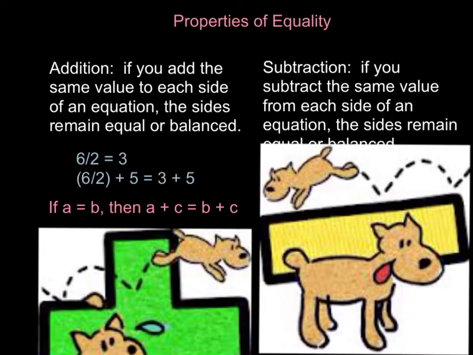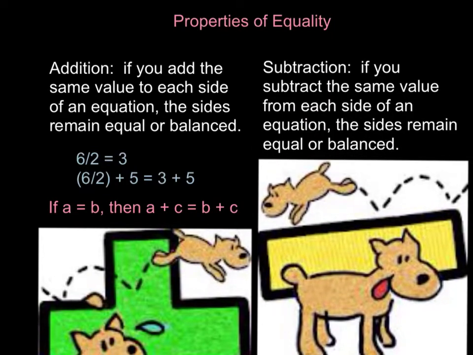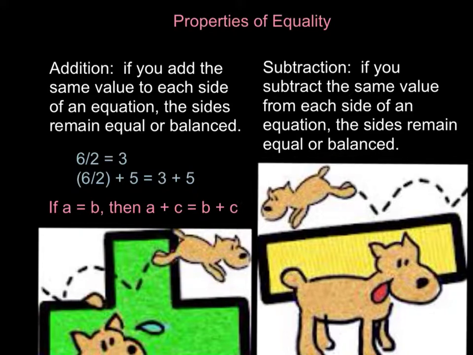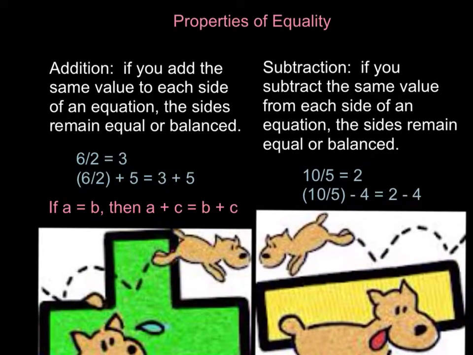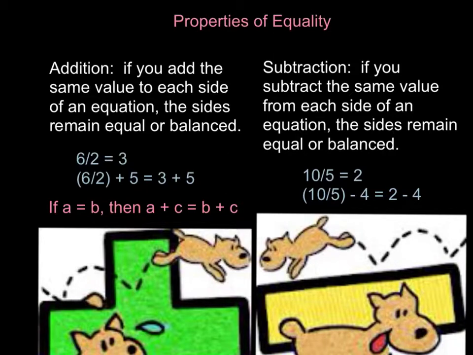The subtraction property of equality states that if you subtract the same value from each side of an equation, the sides remain equal or balanced. An example of this would be 10 divided by 5 equals 2, and 10 divided by 5 minus 4 equals 2 minus 4. If we evaluate the left side of our bottom equation, we get 2 minus 4, which is negative 2. And our right side of the equation, 2 minus 4, is also equal to negative 2.